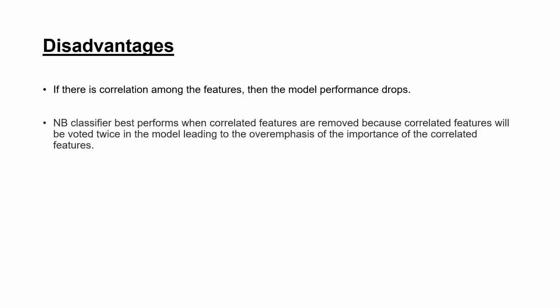Now, what are the disadvantages? One of the most important disadvantages which you should keep in mind before appearing in a data science interview is that if there is correlation among the features, then the model performance will drop significantly. The naive-Bayes classifier performs best when correlated features are removed, because correlated features will be voted twice in the model, leading to an overemphasis on the importance of the correlated features. So the main takeaway for this part is that if there is correlation among the features, then the model performance will drop.